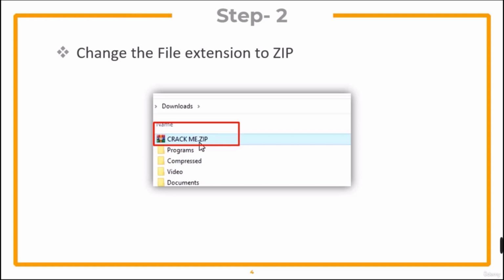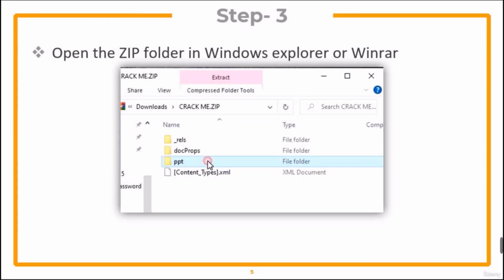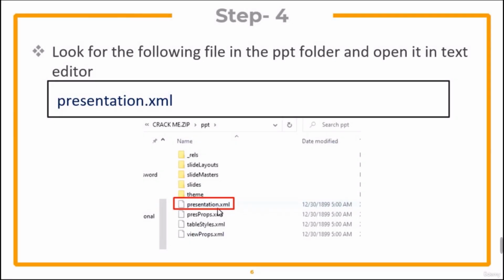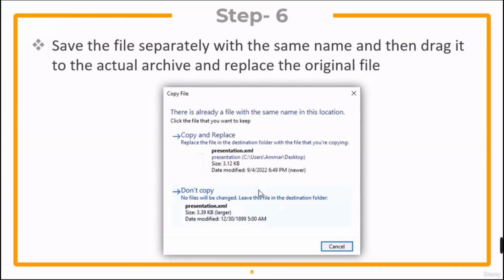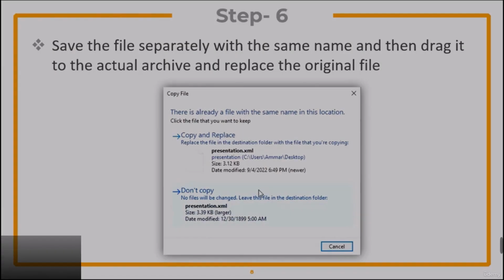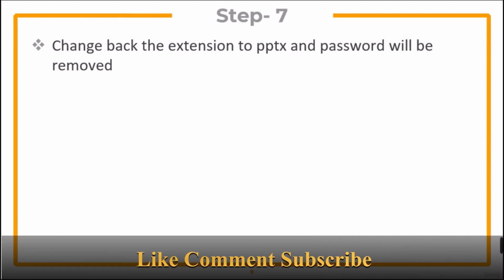Now change the file extension to zip. Open the zip folder in Windows Explorer or WinRAR. Look for the file presentation.xml and open it in the text editor. Now search for the content modify verifier and remove all contents within the tags. Save the file and then drag it to the actual archive and replace the original file. Change back the extension to pptx and your password will be removed.